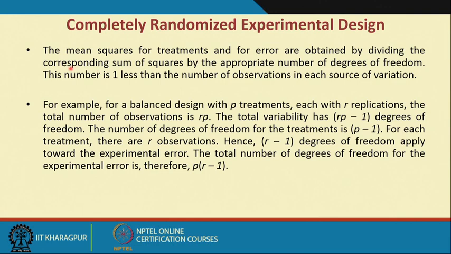The mean squares for the treatments and for the error are obtained by dividing the corresponding sum of squares by the appropriate number of degrees of freedom. This number is 1 less than the number of observations in each source of variation. For example, for a balanced design with P treatments, each with R replications, the total number of observations is R into P. The total variability has RP minus 1 degrees of freedom. The degrees of freedom for the treatments is P minus 1. For each treatment there are R observations, hence R minus 1 degrees of freedom applied toward the experimental error. The total degrees of freedom for the experimental error is therefore P into R minus 1. This rule we follow.